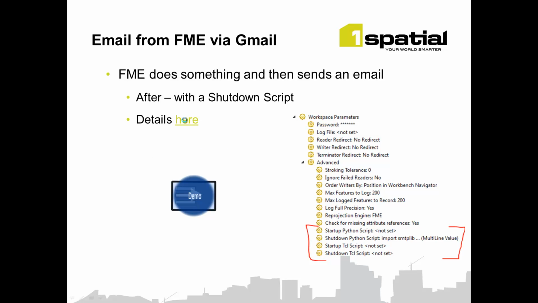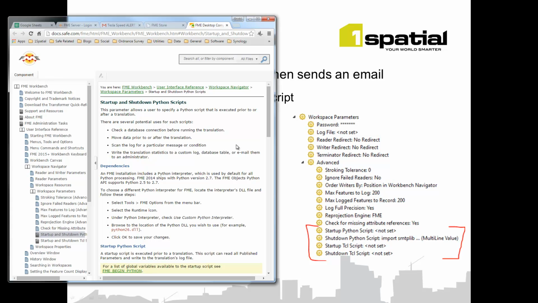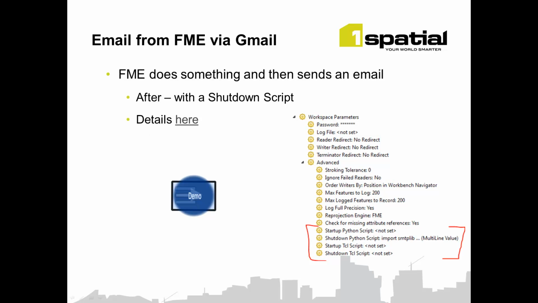If I just dive over to this link here, if you search for startup and shutdown Python scripts in the FME documentation, you will get taken to this page, and there are a series of examples, and there's an example here for sending an email, and that's the one that I've used in my little workflow.